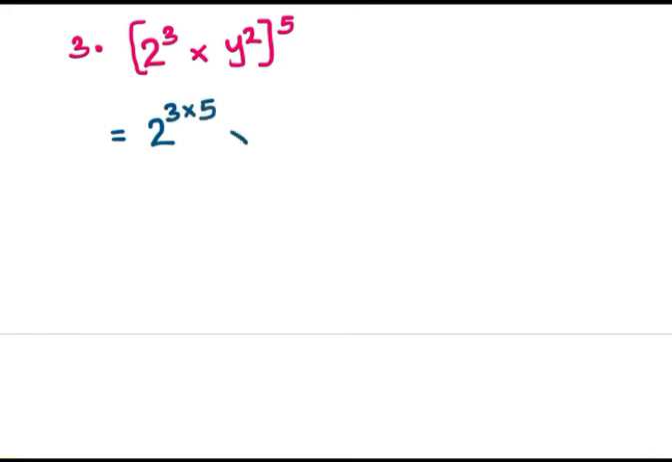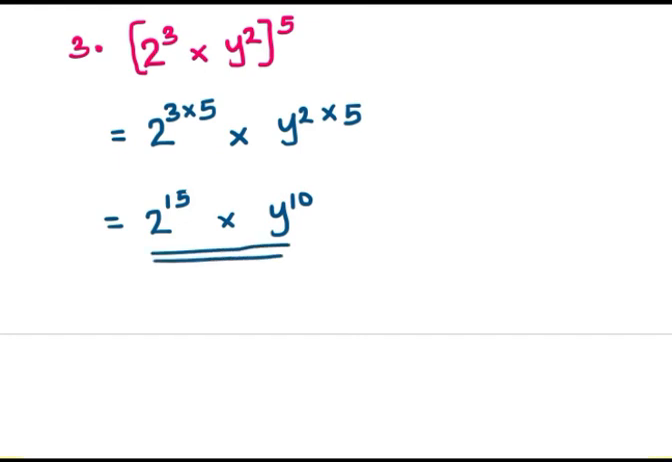In part 3, let's have 2 to the power of 3 times y squared, into the power of 5. So in this, we'll have 2 to the power of 3 times 5, times y to the power of 2 times 5. So we get 2 to the power of 15 times y to the power of 10. So this becomes our final answer. Let us move on with example number 4.